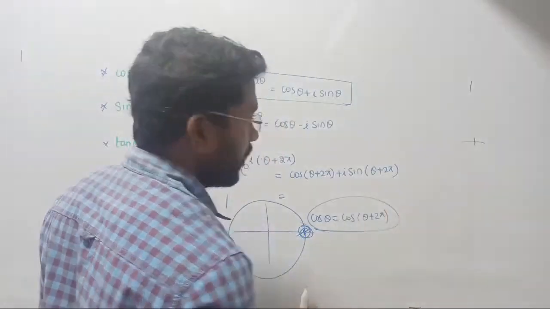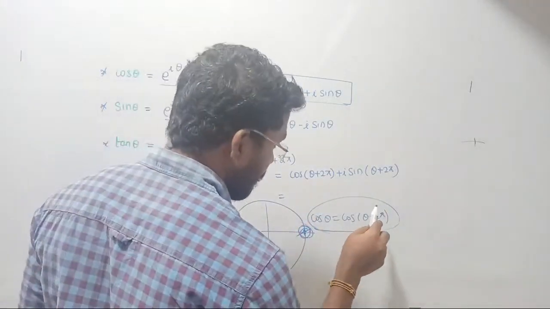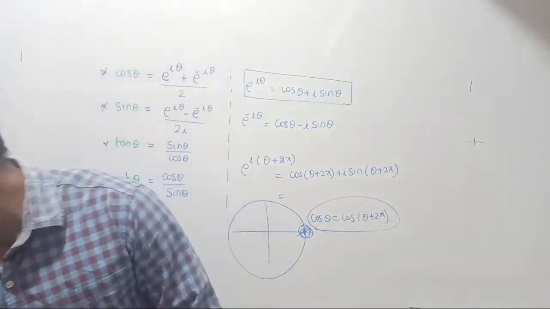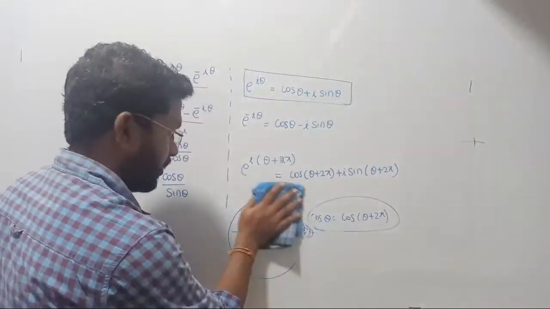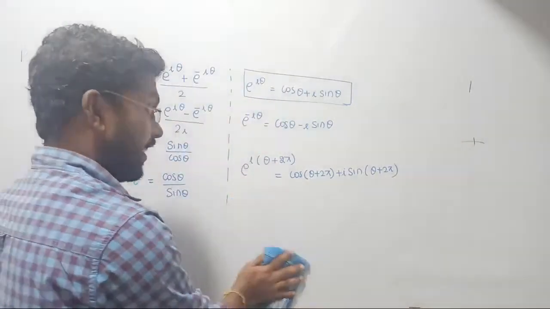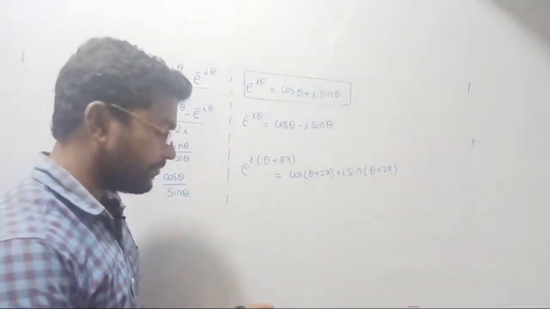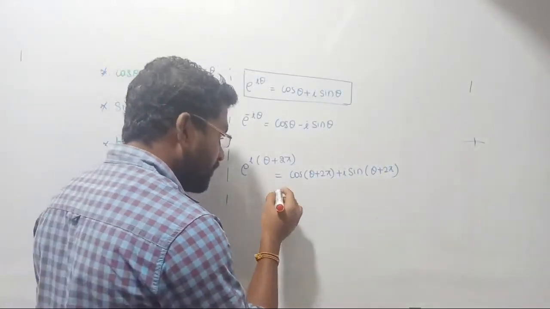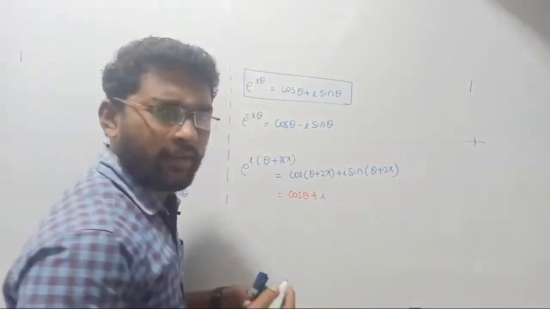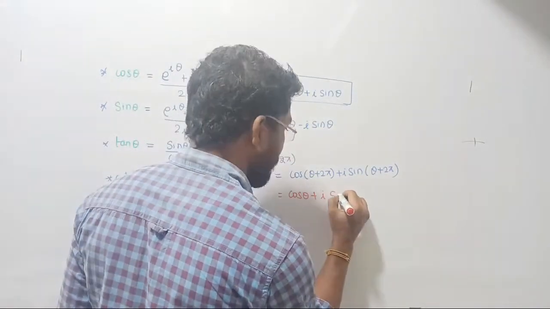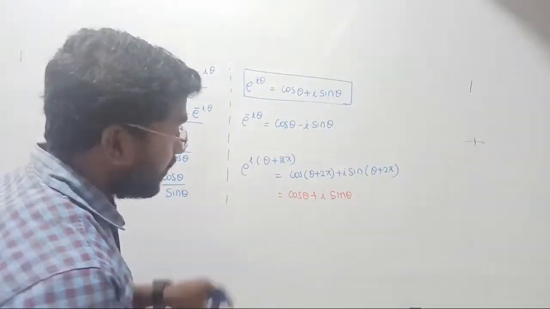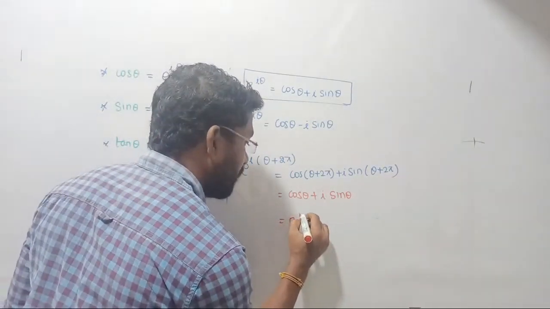sin of theta plus 2π is also equal to sin theta, and cos of theta plus 2π is also equal to cos theta only, right? What is the conclusion? Let me rub this one. So the conclusion is it can again be written as cos theta plus i sin theta. So this cos of theta plus 2π can be written as cos theta. Similarly, i into sin of theta plus 2π can be written as sin theta only. We are feeling happy. What is the conclusion? Cos theta plus i sin theta equals e power i theta, right?